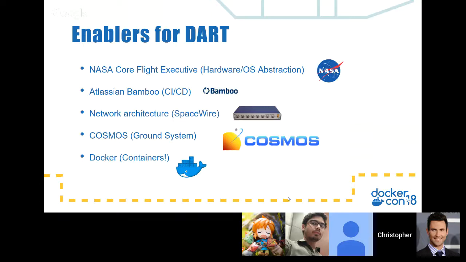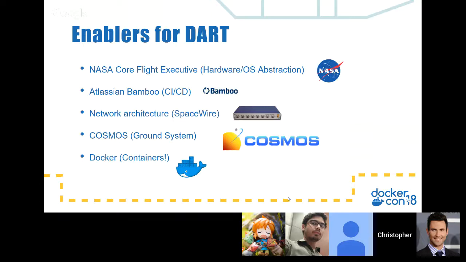And so when I show you guys the compose files, you'll see where we're just opening up ports, and those are what look like a SpaceWire network to the rest of the spacecraft. We are also using Cosmos. Cosmos is an open source ground system. So both CFE open source and Cosmos open source.